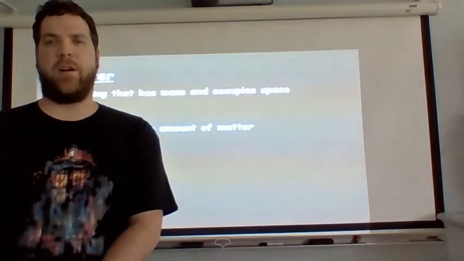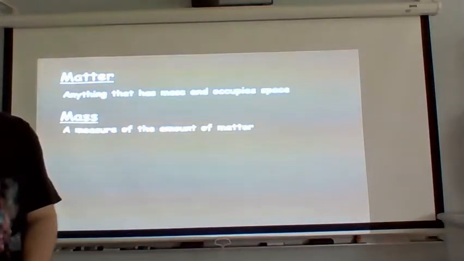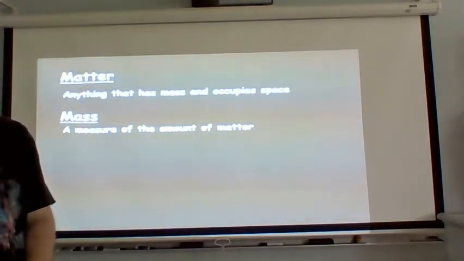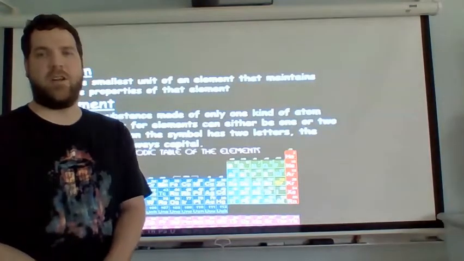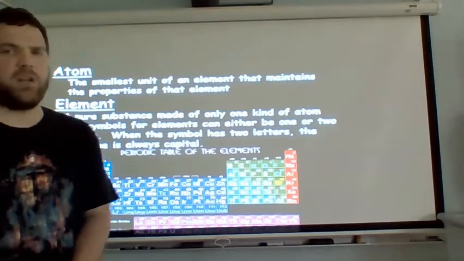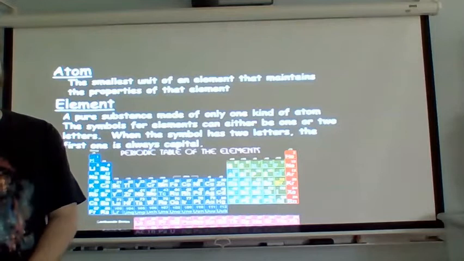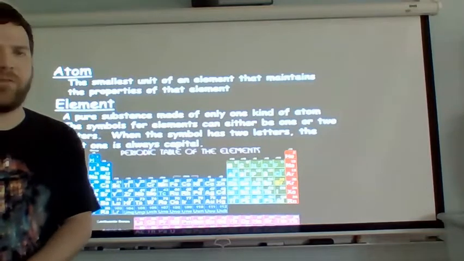The first bit here is just a bunch of definition type things. Matter is anything that has mass and takes up space, and mass is the measure of the amount of matter. An atom is the smallest unit of an element that maintains the properties of that element. It can still be broken down, but it just won't have those properties anymore. Elements are pure substances made of only one kind of atom.